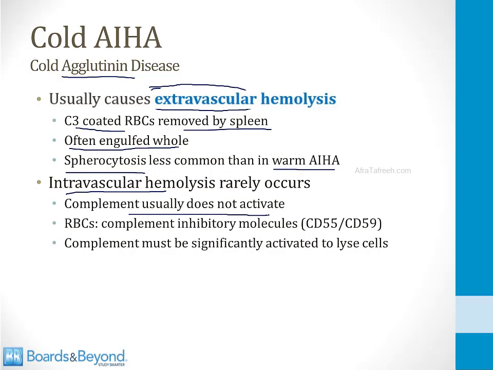The reason is because red blood cells have complement inhibitory molecules on their surface like CD55 and CD59. These are the molecules that are missing in the disorder paroxysmal nocturnal hemoglobinuria. So for this reason, C3 may deposit on the red blood cell surface because of the IgM antibodies, but usually complement is not activated to the point where it lyses the cells.